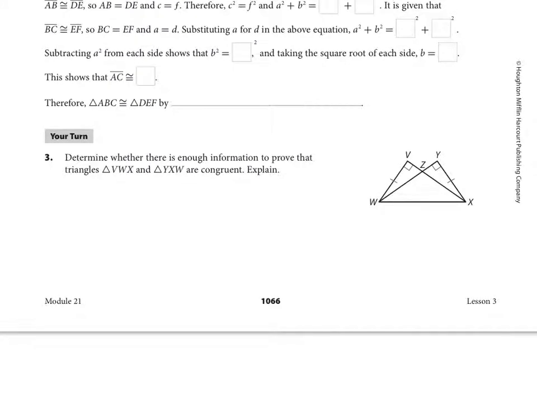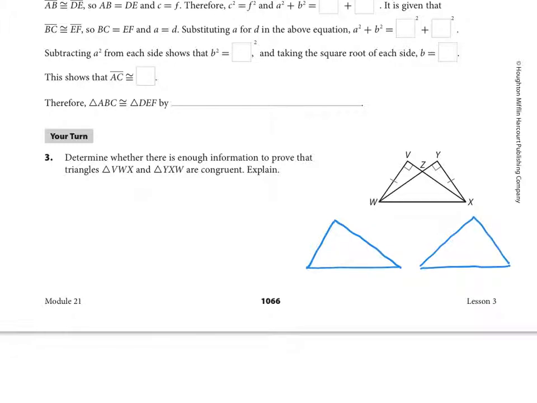We're going to determine whether there is enough information to prove that the 2 triangles are congruent. So triangle VWX is, I'm tracing it right here on the right, and YXW is a triangle that overlaps the first one. And whenever 2 triangles overlap, I recommend drawing them separately. It just makes it a little bit easier to tell the different parts for each triangle. It's much easier to identify them.